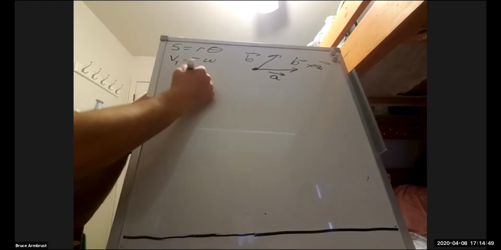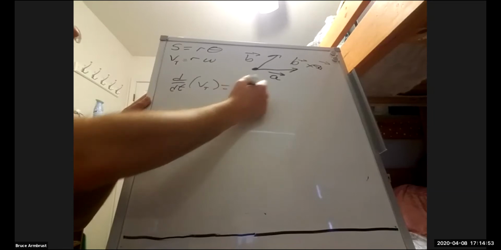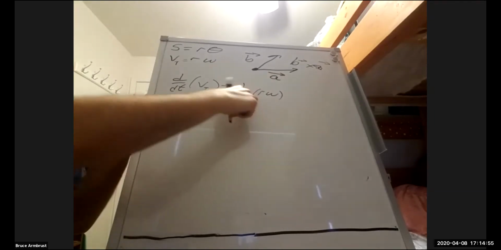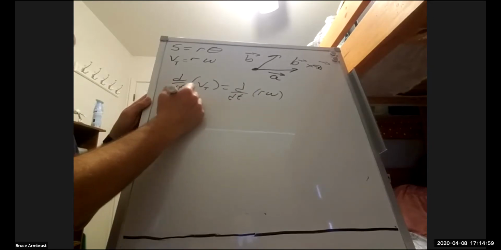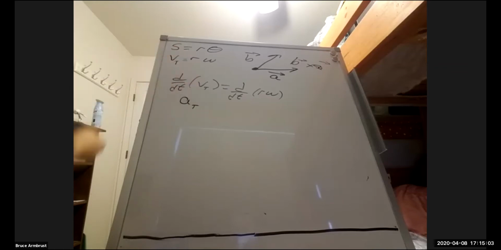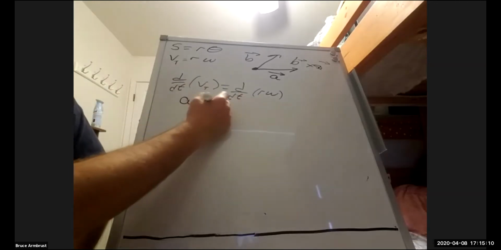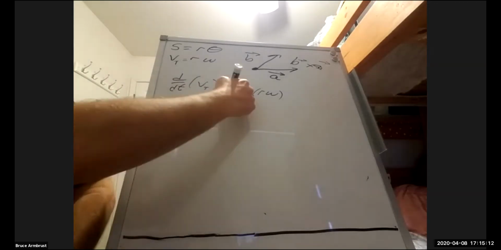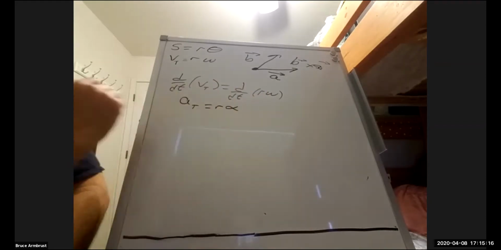So if I do d/dt of the v, that is equal to d/dt of the r omega, again assuming r is constant. This is going to give me tangential acceleration, because it's telling me how the tangential velocity is changing. And on this side, since r is constant, we get r, but then d omega/dt is alpha.